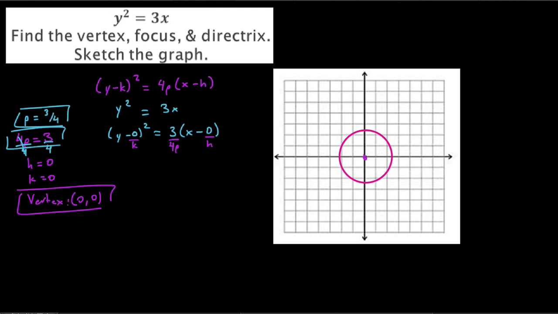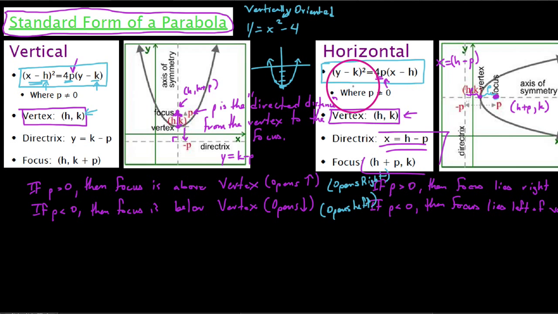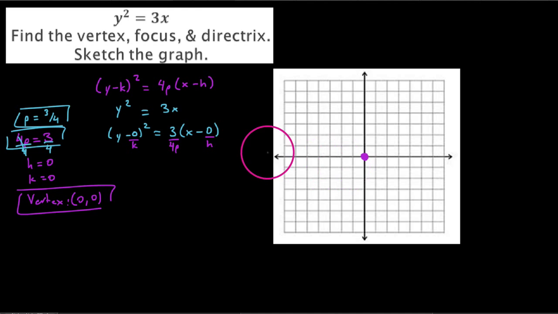We know the vertex of this parabola is at 0, 0. And in terms of which way this is oriented, because we have a y squared thing, we're going to have a horizontally oriented parabola. So that means that our axis of symmetry has to run through this vertex in a left-right fashion. Here's our axis of symmetry. Along the axis of symmetry, from 0, 0, we're going to walk p units, and in this case, in the positive direction, to the right. So we're going to go 3/4 of a unit to the right.